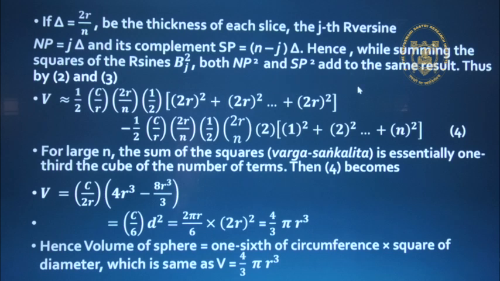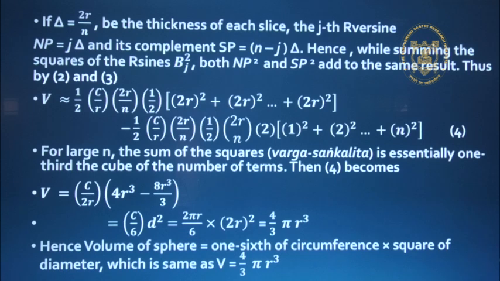The previous result is rewritten as volume is half C by R into R by n, half, etc., minus half into CR by n, 2R by n, into n square plus 2 square n square. For large n, the sum of the squares, varga sankalita, is essentially one third of the cube of the number of terms, and therefore this becomes volume C by 2R and 4R cube is 8R cube by 3. Simplifying, we get 4 by 3 pi R cube. So the volume of the sphere is one sixth of the circumference into the square of the diameter, which is the same as 4 by 3 pi R cube.